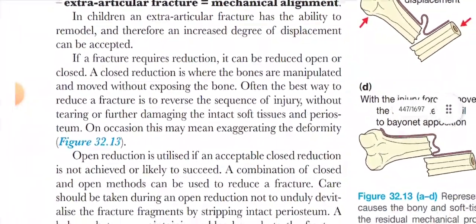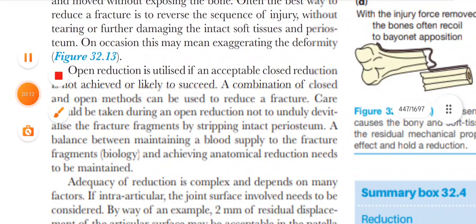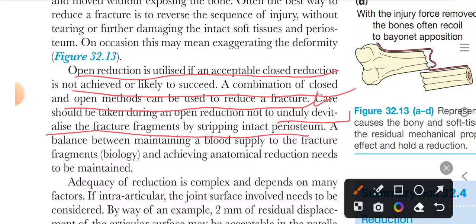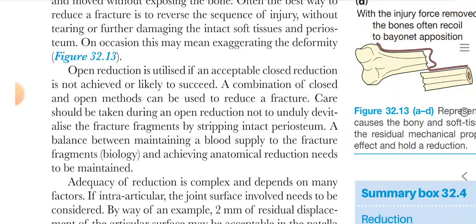Open reduction is utilized when we cannot achieve closed reduction. During open reduction, care should be taken not to unduly devitalize the fracture fragments by stripping intact periosteum. As bone feeds through periosteum, stripping the periosteum means to cut off its lifelines and destruction of biological environment, resulting in depletion of healing potential.